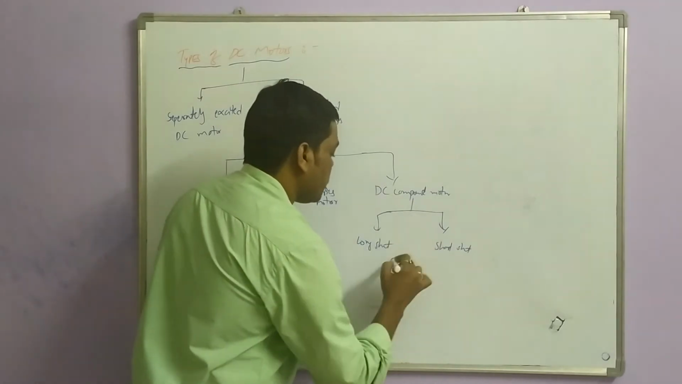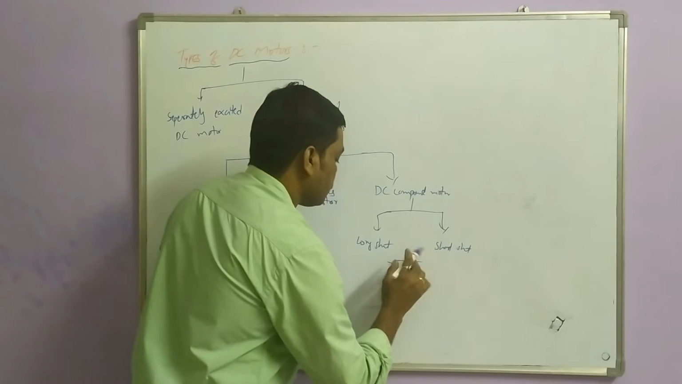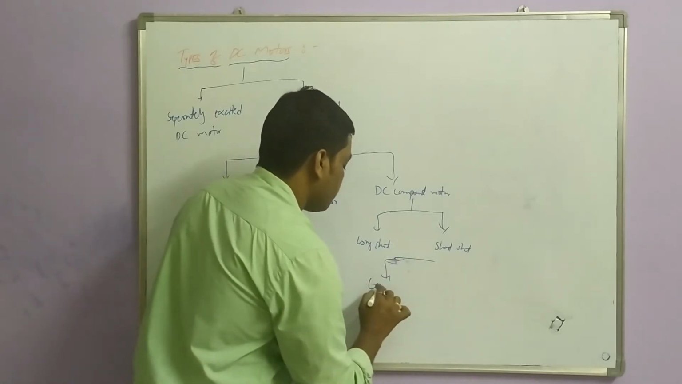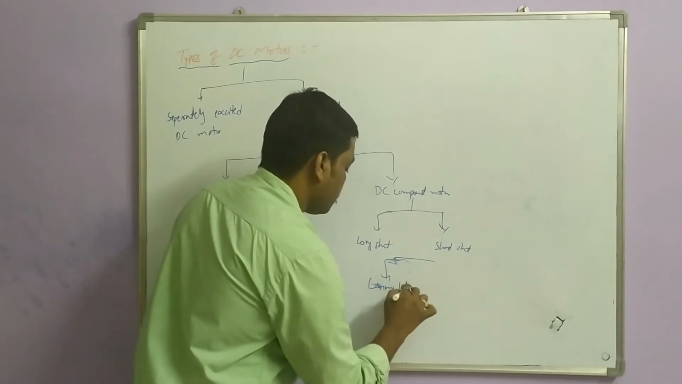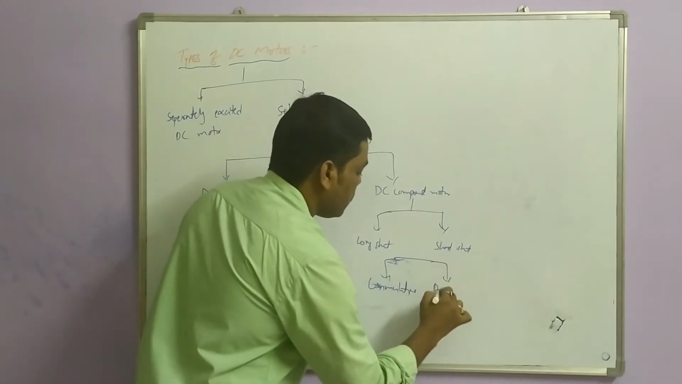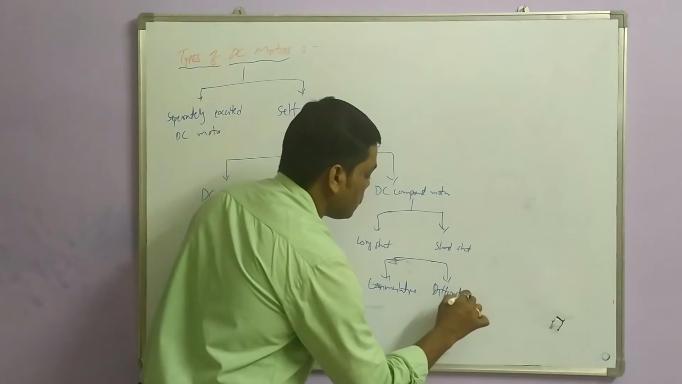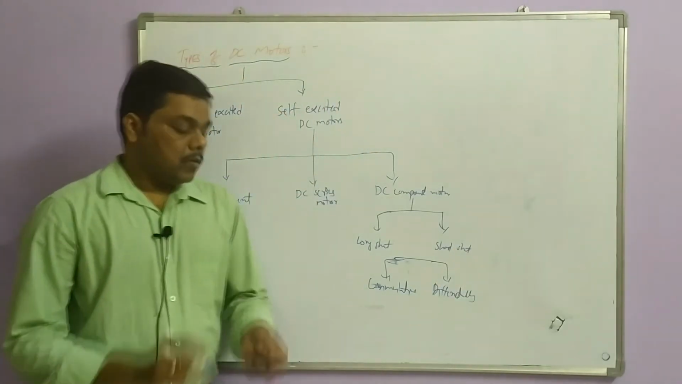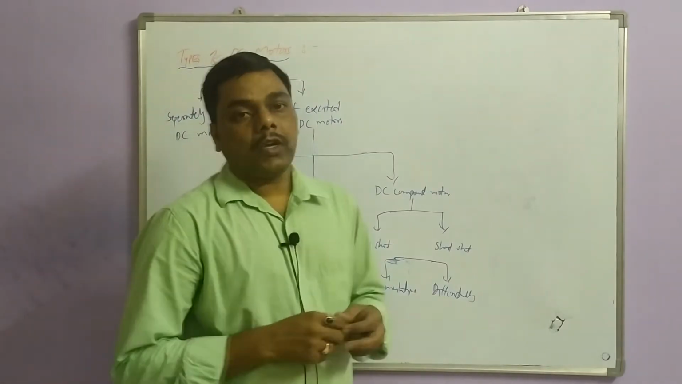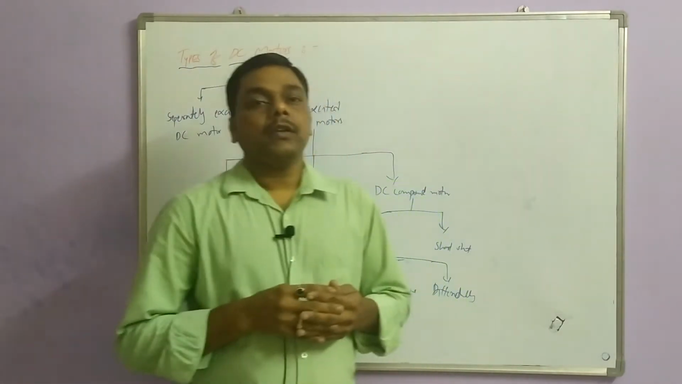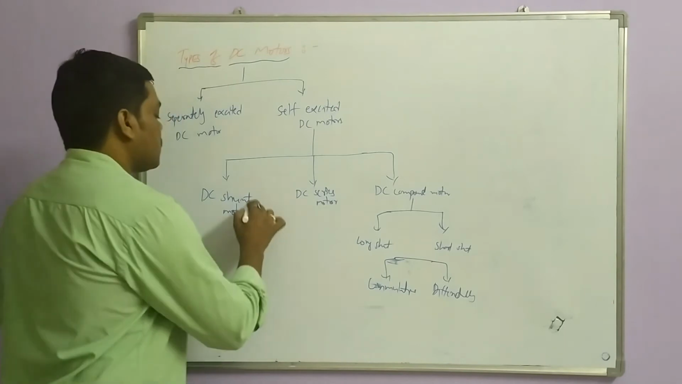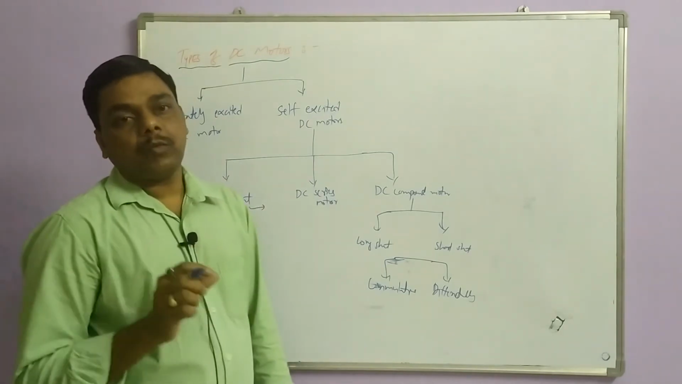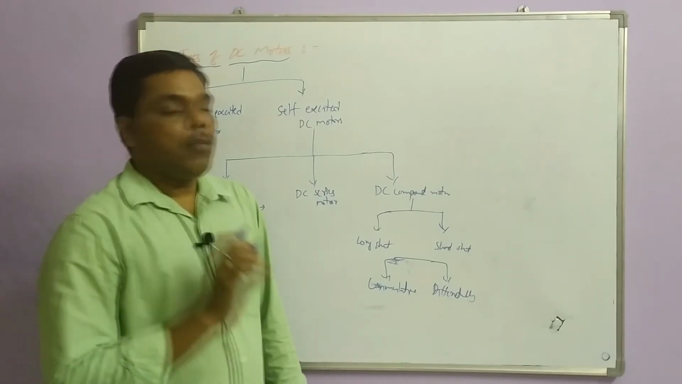You can also take it as cumulatively compounded and differentially compounded motors. Now what is the shunt motor, DC shunt motor? So DC shunt motor is nothing but when the field winding and armature both are connected in parallel.